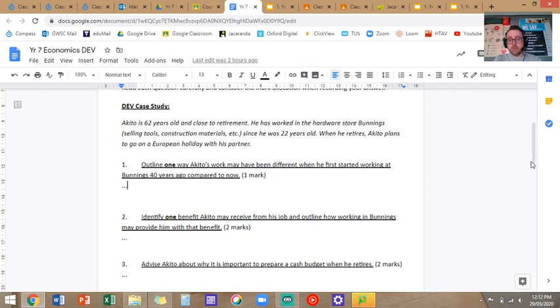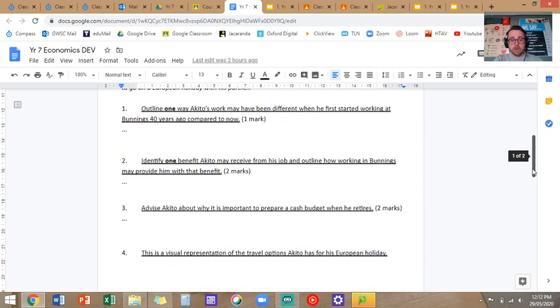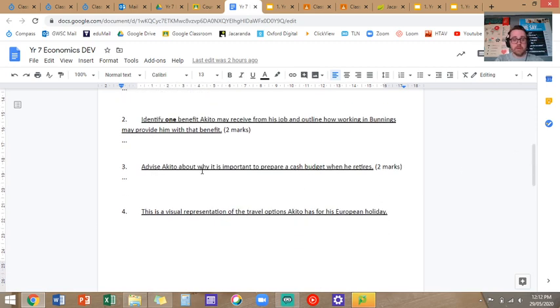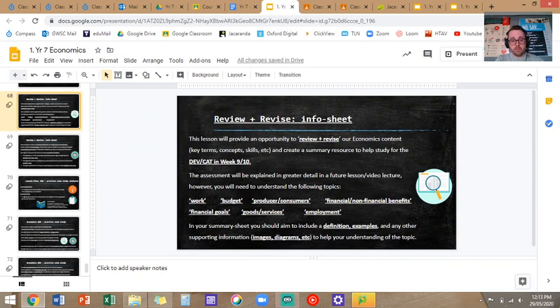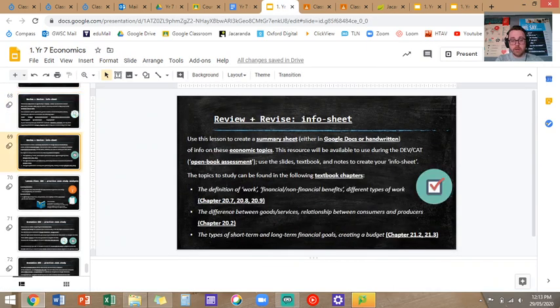So 2 mark question, you're probably spending, again, 4 or 5 minutes on it, and you're probably writing 2 or 3 sentences. Question 3. Advise Akito about why it is important to prepare a cash budget when he retires. 2 marks, again, probably 4 or 5 minutes, 2 or 3 sentences. I'm going to get 1 mark for explaining, well, what is a budget? And then I'm probably going to get 1 mark for explaining why it is important, what is a budget good for? And that was one of our topics we looked at, budget, which is located in chapter 21.2 and 21.3.